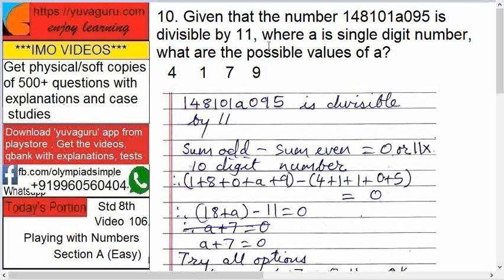Now one thing it must click you is, divisible by 11 means the test of 11. Sum of odd minus sum of even should be 0, or a multiple of 11, something like that. Either 0 or a multiple of 11, anything will do. So let's.